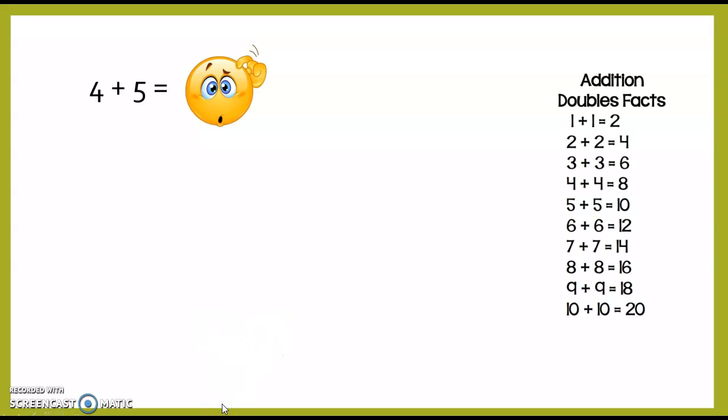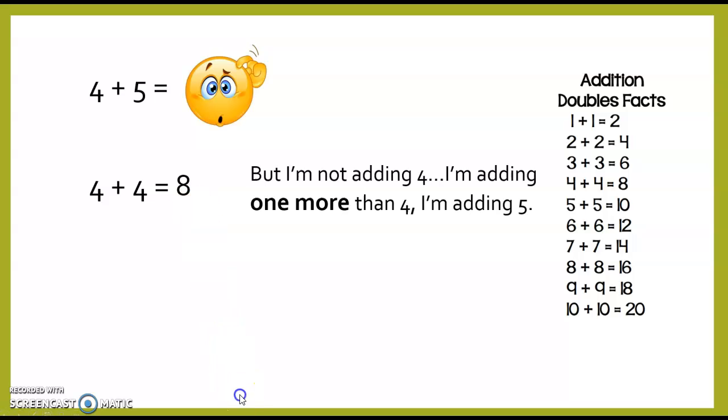I don't know what that is, but what I do know are my doubles facts. So I need to find a doubles fact that is close to 4 plus 5. I'm going to look at the 4. Which double fact is close? Oh, 4 plus 4. I'm going to use this doubles fact. 4 plus 4 equals 8.